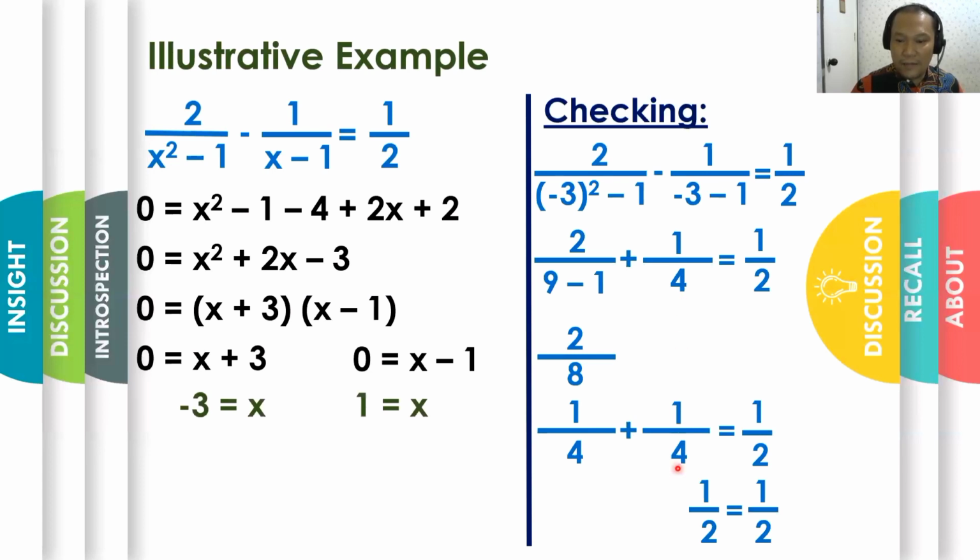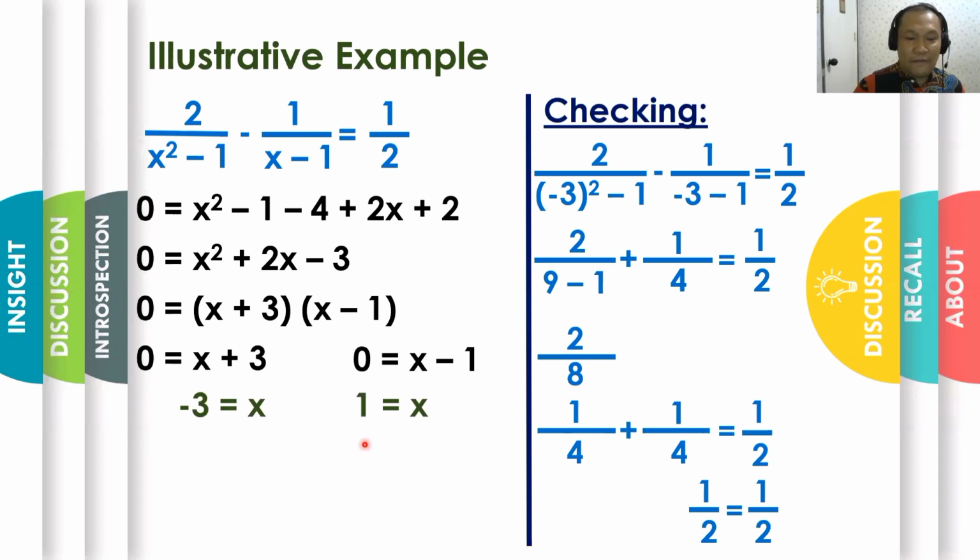Okay, then here we have 1/4 coming from 2 over 8, plus another 1/4. Therefore, these are similar fractions. 1 plus 1, we have 2, right? It's 2 all over 4. Now, 2/4 is the same as 1/2. Therefore, 1/2 is equal to 1/2. Meaning, the value negative 3 for x is a solution to the given rational equation.